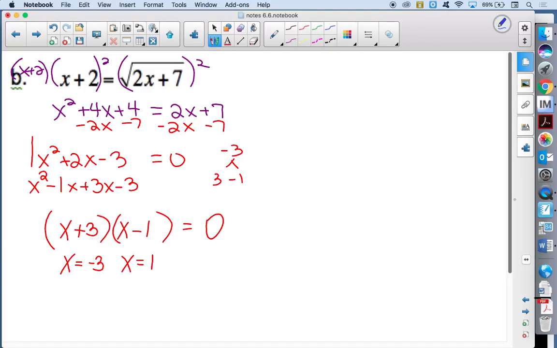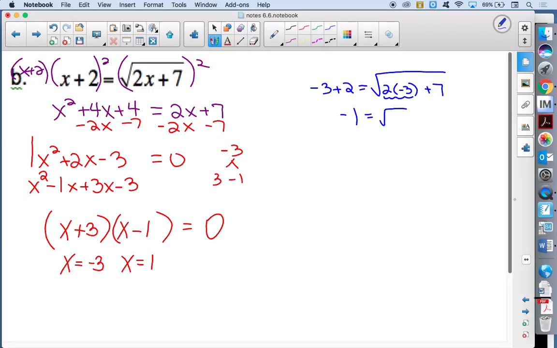Questions? So again, you need to check to see if there's an extraneous solution. So looking at the -3, taking it back, plugging it in, -3 plus 2, and then 2 times negative 3 plus 7. So Julia, negative 3 plus 2 is negative 1. On the other side, 2 times negative 3 is negative 6, negative 6 plus 7 makes 1.